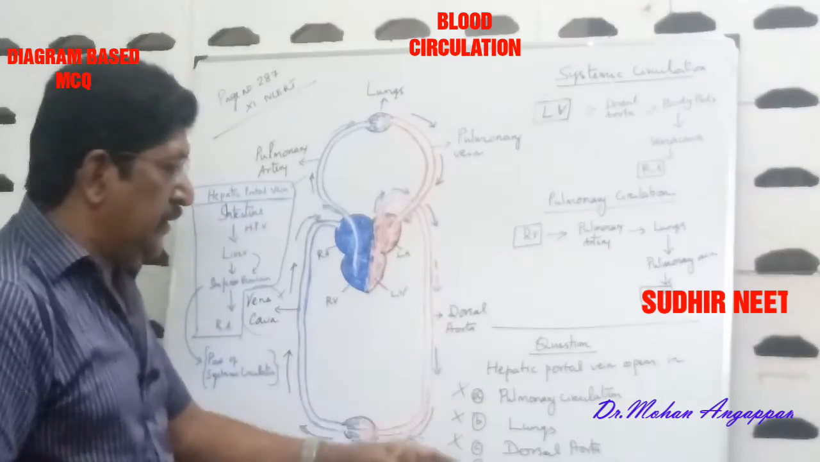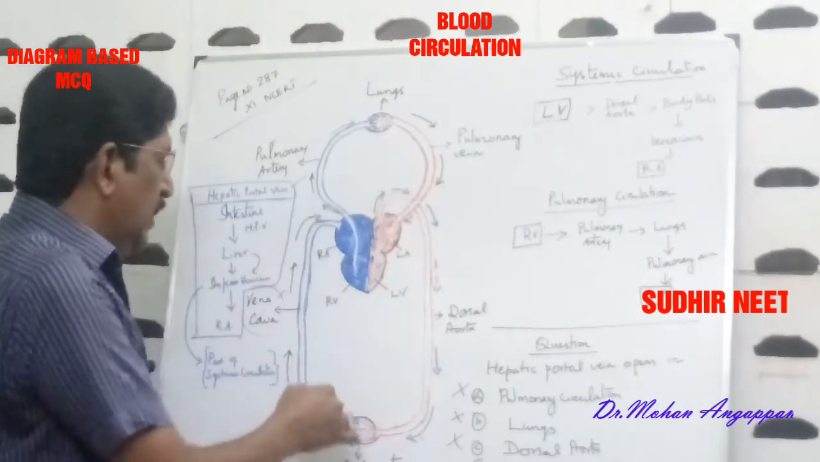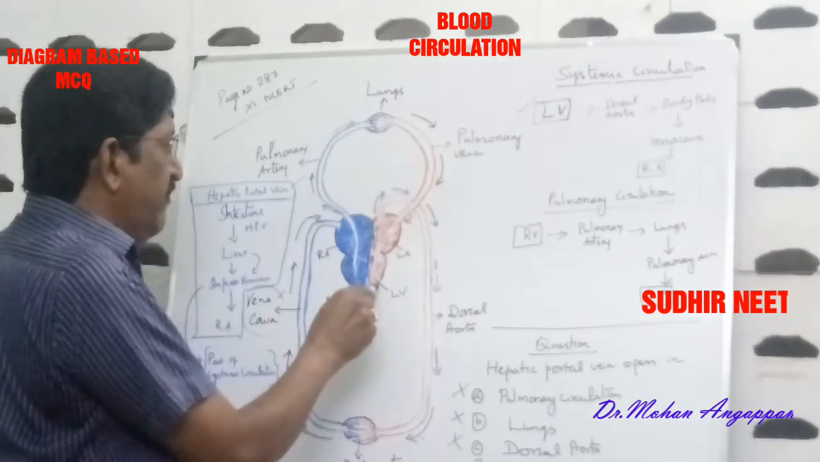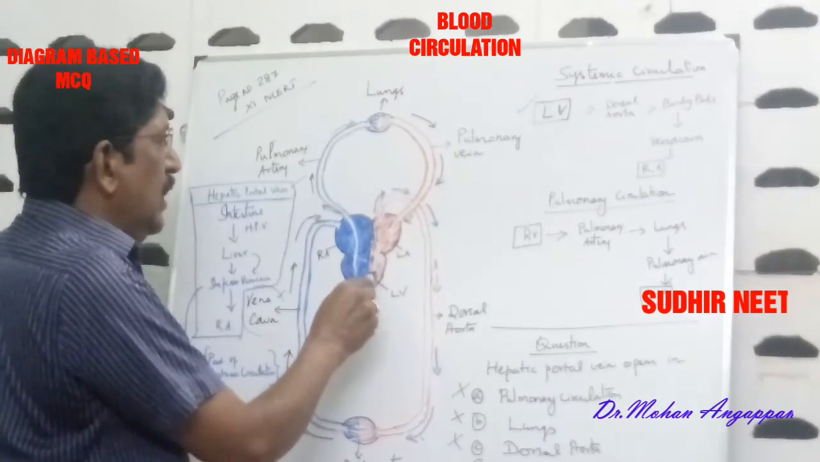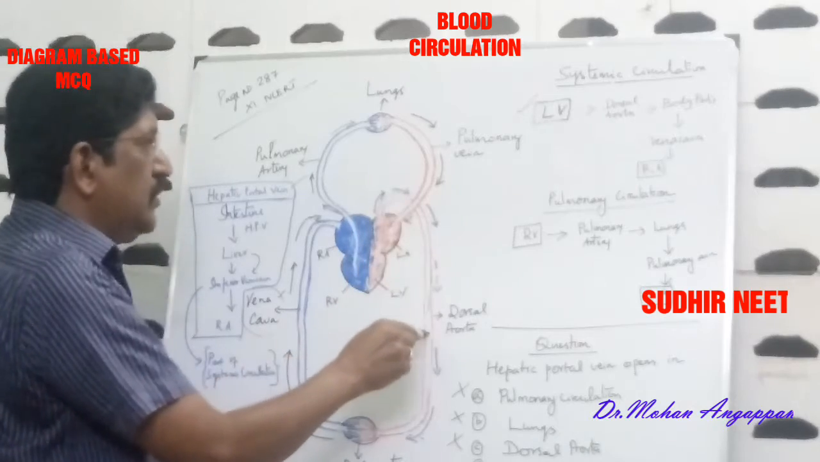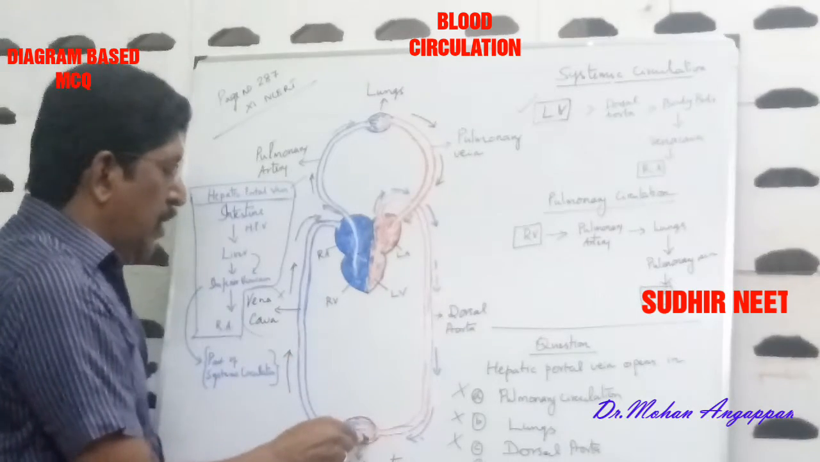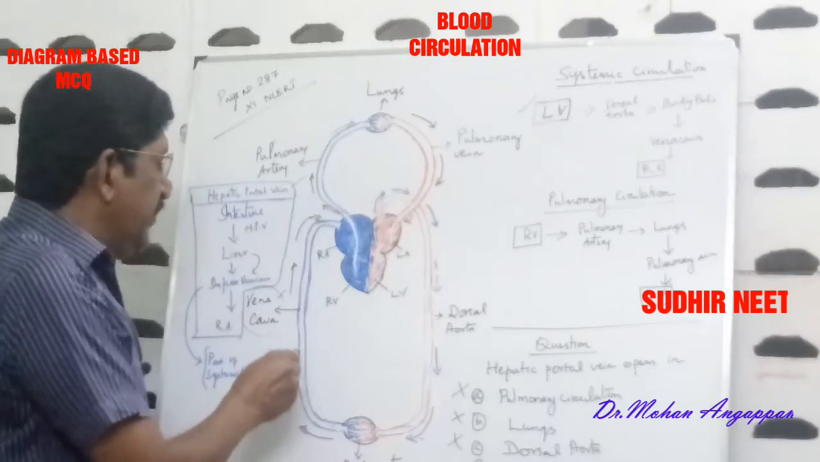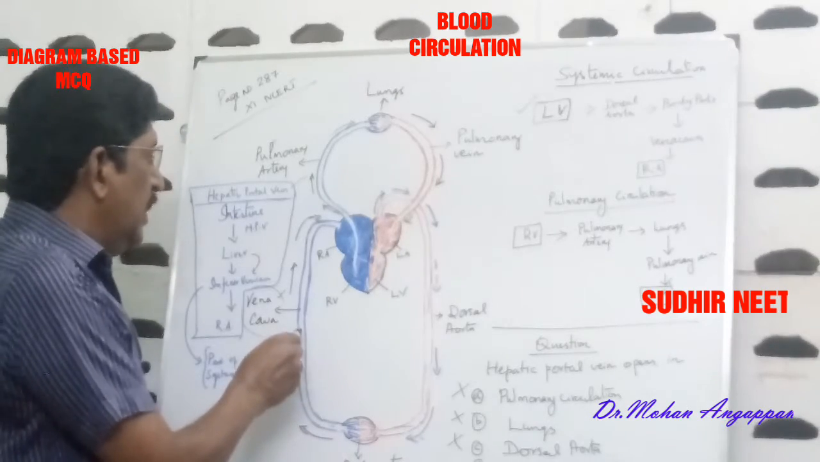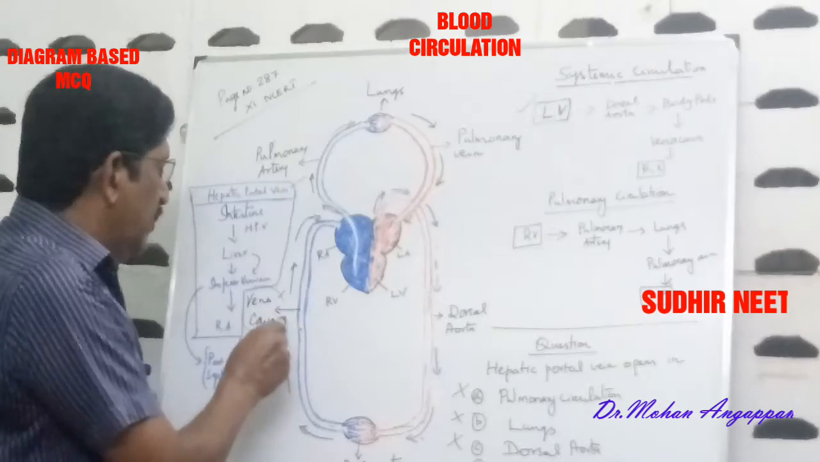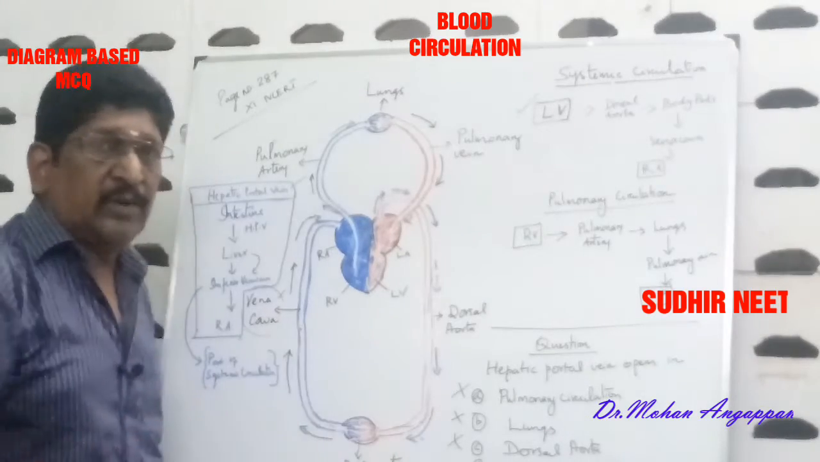Then let us take the 4th option, systemic circulation. I told you the systemic circulation starts from the left ventricle. The pure blood goes to the dorsal aorta. It goes to the body parts. From the body parts, the impure blood is collected by the inferior vena cava and opens into the right atrium. So the inferior vena cava forms a part of systemic circulation.